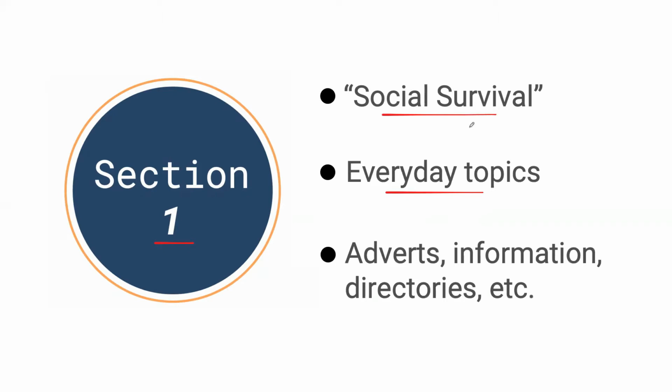Things can range from adverts, so advertisements you would perhaps see in a newspaper, basic information, maybe directories that you would find in a phone book or in a magazine, or perhaps some sort of catalog. In general, these are social situations and everyday topics. Okay, so with our context in, let's go ahead and start looking at our example.